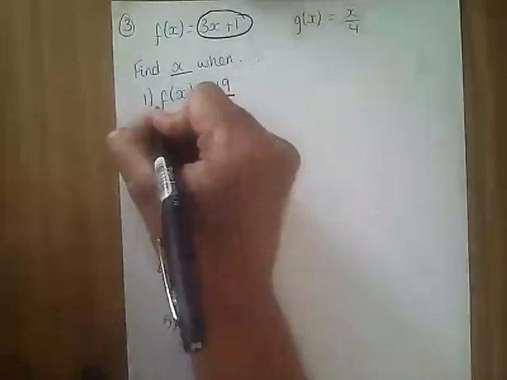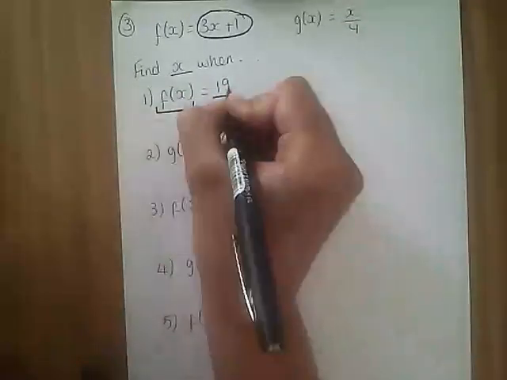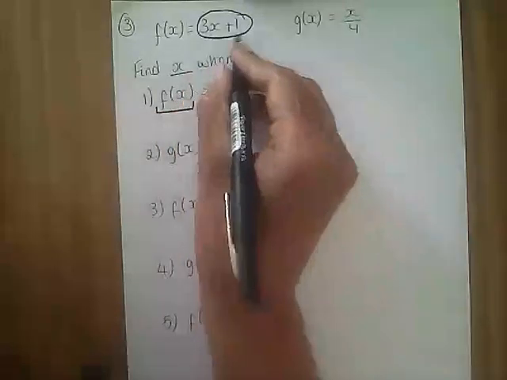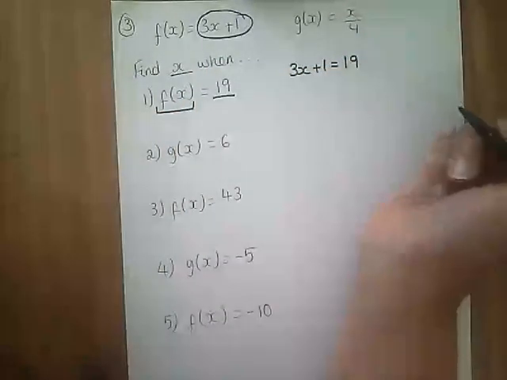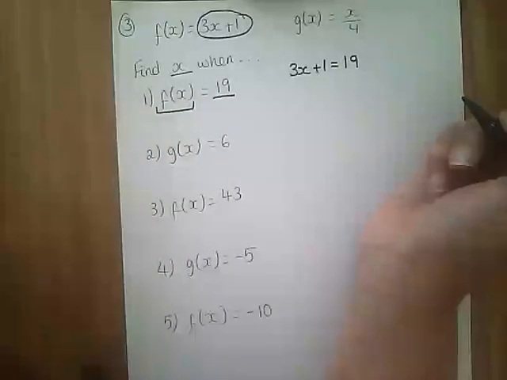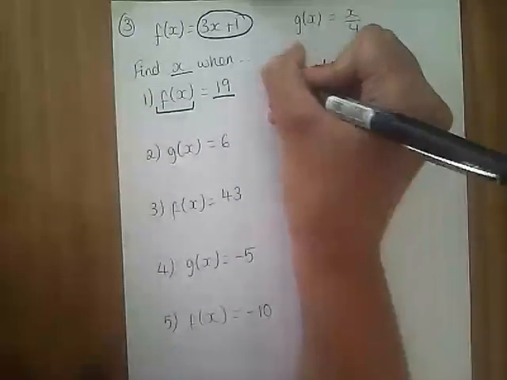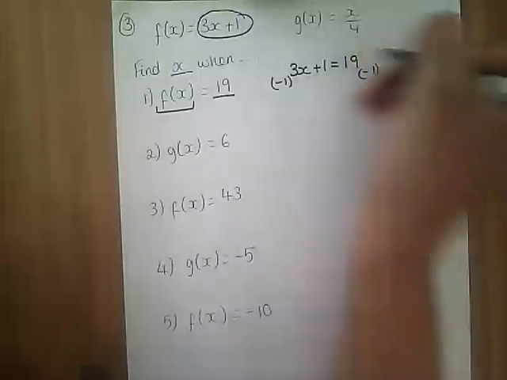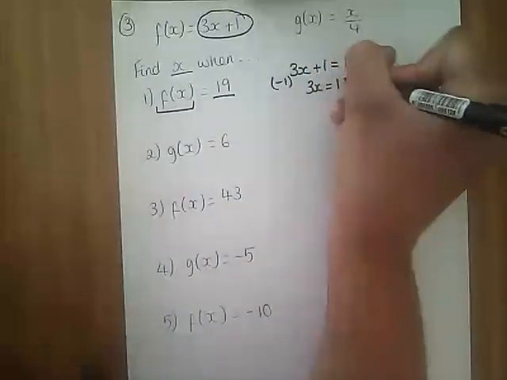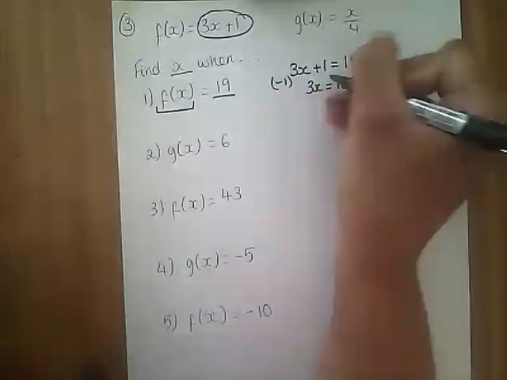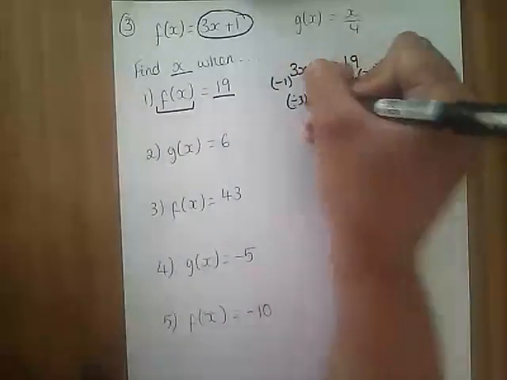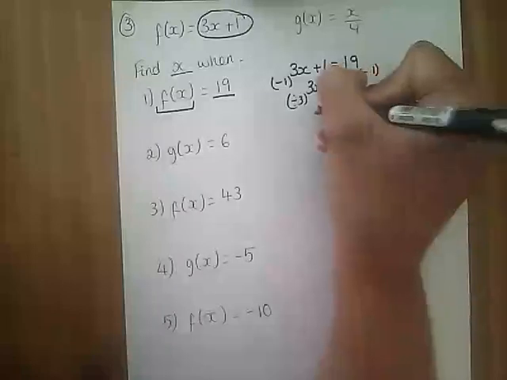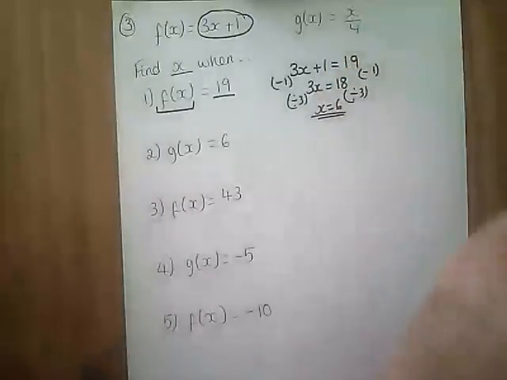So here we've been told f of x is 19. Well, we know that f of x is 3x plus 1. So that is the same as saying 3x plus 1 equals 19. And then really happy days. We love solving equations. If you can't solve equations, you need to go and look at the video on that. So opposite of adding 1 is to take away 1. Opposite of timesing by 3 is to divide by 3. And so our value of x is x equals 6.